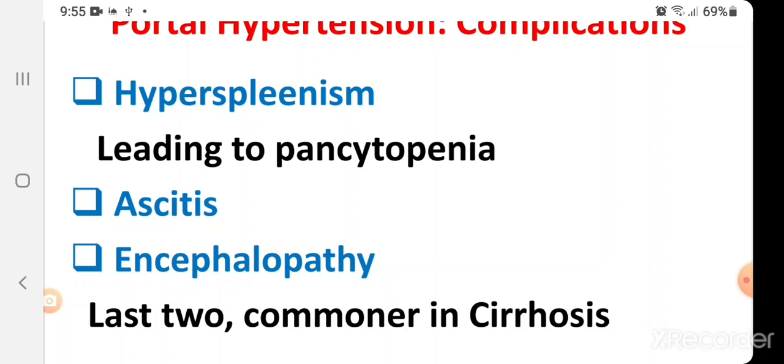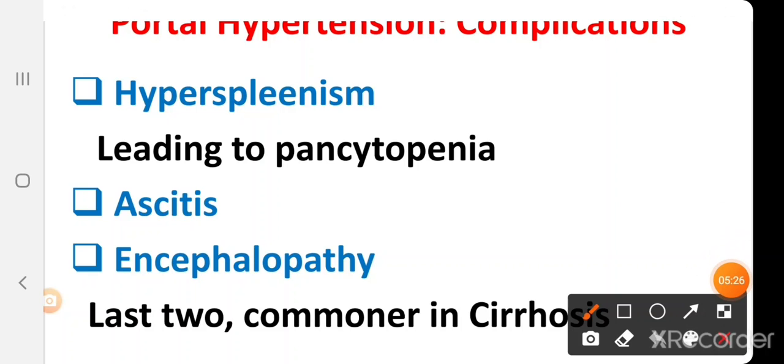Also, you will have hypersplenism, you will have ascites. Ascites usually occurs with cirrhosis, because cirrhosis destroys the liver, and the liver function will be deteriorated. So the patient will have ascites, because the manipulation of the water will be less, and then the body will keep water inside, and it will lead to ascites.